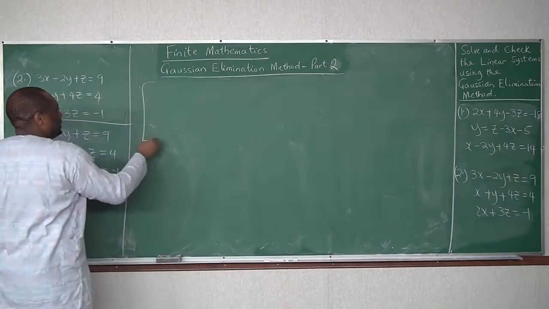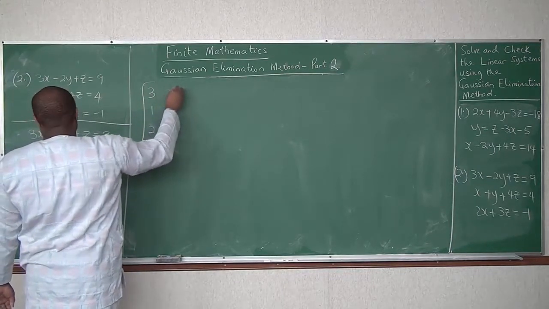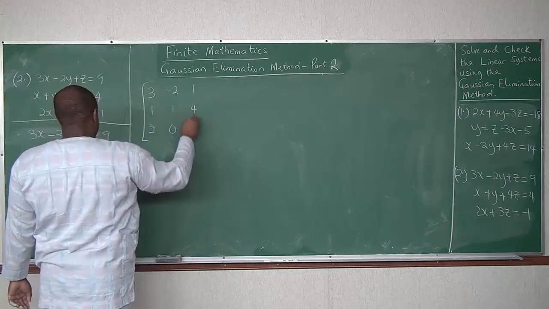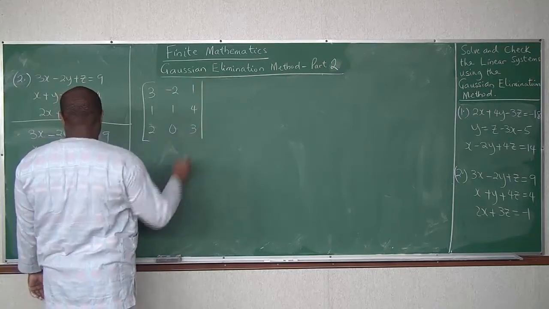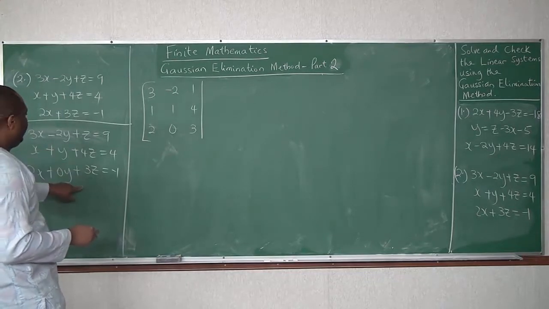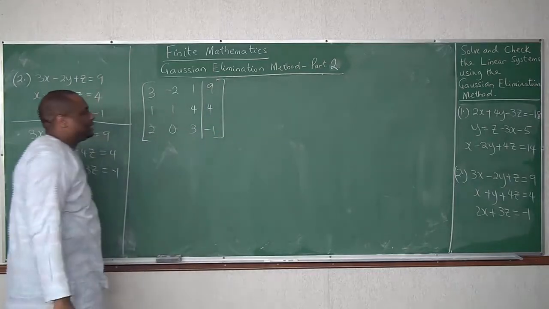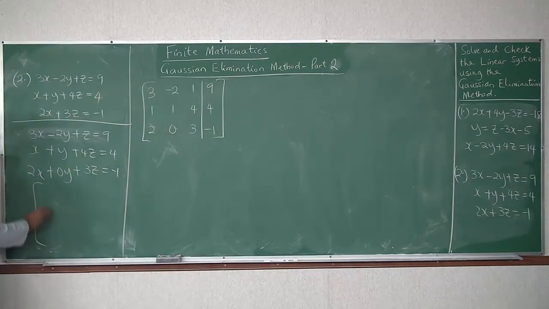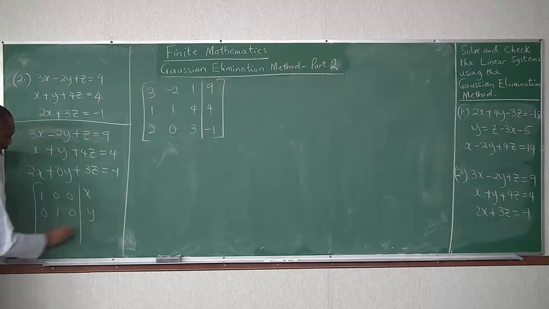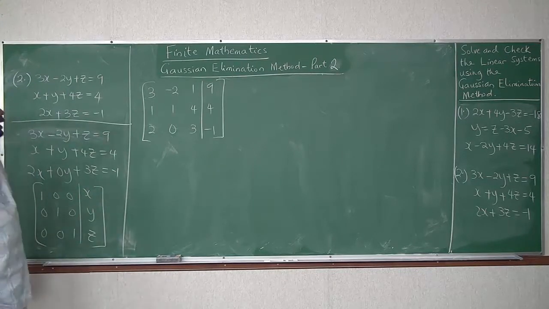So we go ahead and write the augmented matrix. This is 3, 1, 2, -2, 1, 0, 1, 4, 3, 9, 4, -1. That's the augmented matrix. And of course, we want it to be 1, 0, 0, then x here, 0, 1, 0, y here, 0, 0, 1, z.